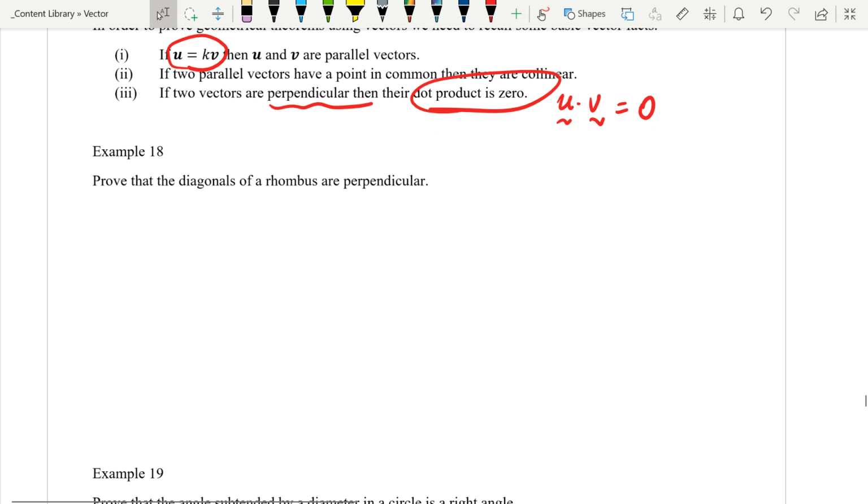So let's have a look at this question. Prove that the diagonals of a rhombus are perpendicular. So, well, my drawing is not really good, but I can just go OA, OB, OC.